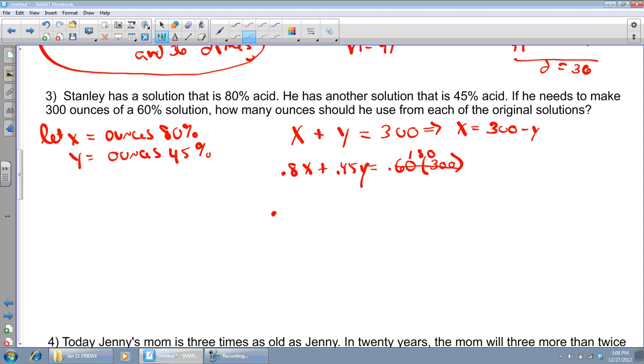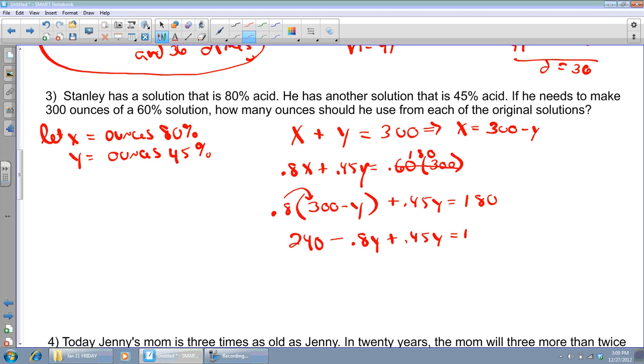So I'm gonna have 0.8 times 300 minus Y plus 0.45Y equals 180. All right, I need 80%. Well, 10% is 30, so 8 30s would be 240, minus 0.8Y plus 0.45Y equals 180. Oh, negative 0.35Y, combining like terms.